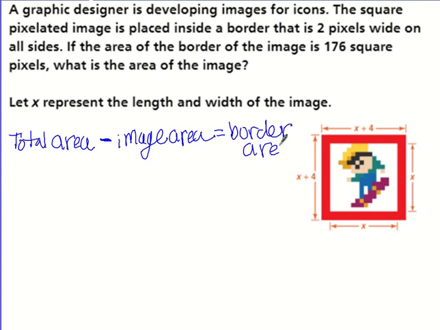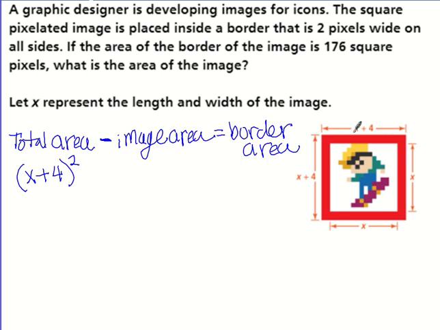I ran out of room, so I'm going to write it down here. The total thing, the whole big thing, minus this little pixel shape will get me just this little red border. So what we're going to do is find the area of the big one. That's x plus 4 squared, because it's a square.